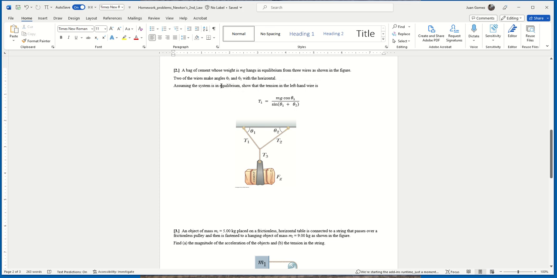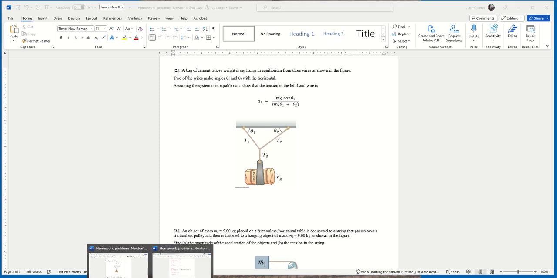The only difference is in problem 2 we want to show that T1 is given by this expression. We don't want a numerical answer. We just want to show that T1 is equal to mg cosine theta 1 divided by sine theta 1 plus theta 2. But again, it's exactly the same other than we want to show that T1 can be given by this expression. So we don't need to reinvent the wheel.